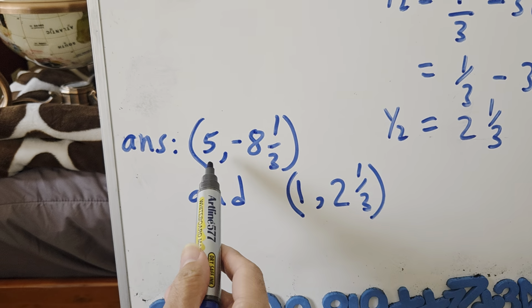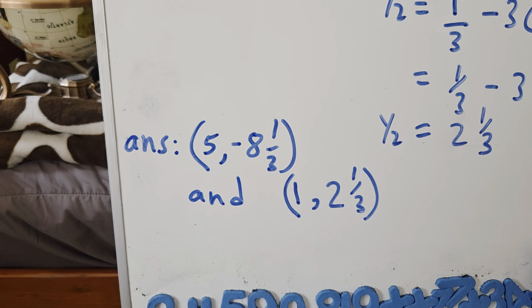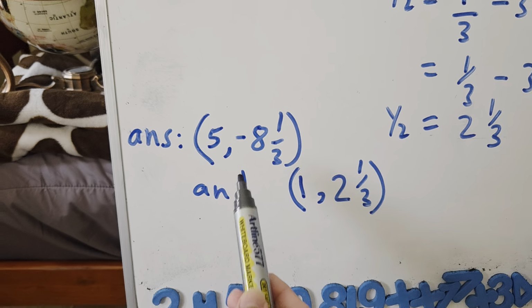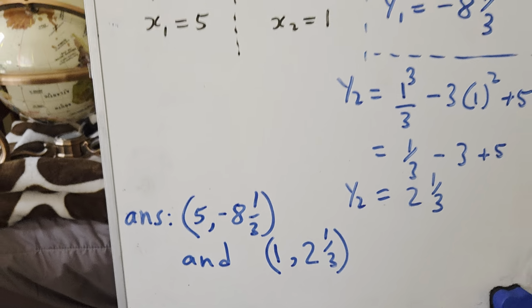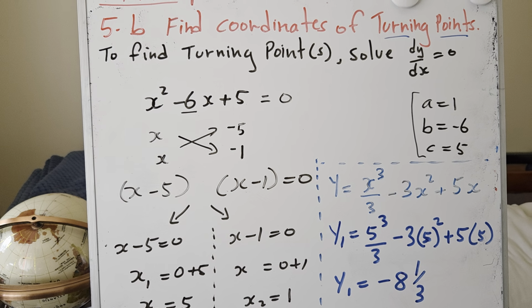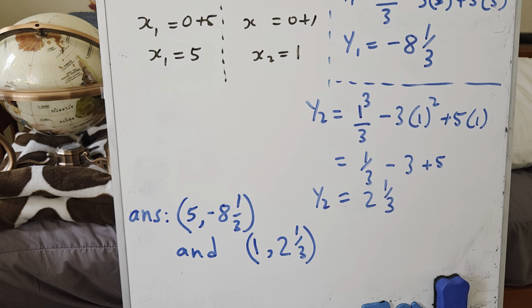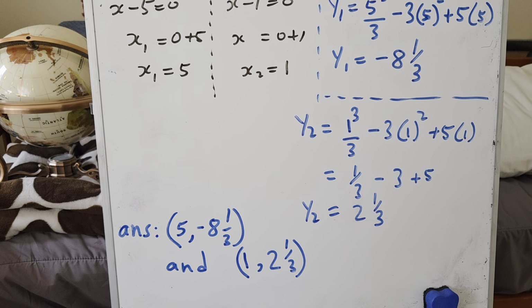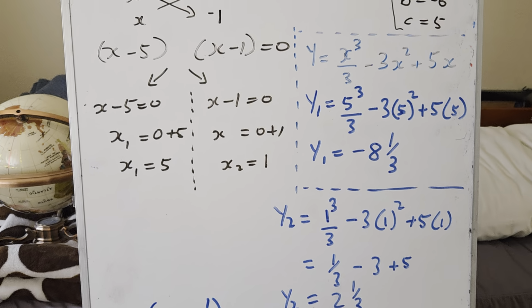So that's your answers. Those two answers in any order, either the second one first or the first one first. 5 and negative 8 and 1/3, 1 and 2 and 1/3. Those are the turning points that we were after in this question. Worth 3 marks. So you have to show step-by-step working very neatly, so that even if your final answer is wrong, you can be awarded some marks, partial marks for correct working out.